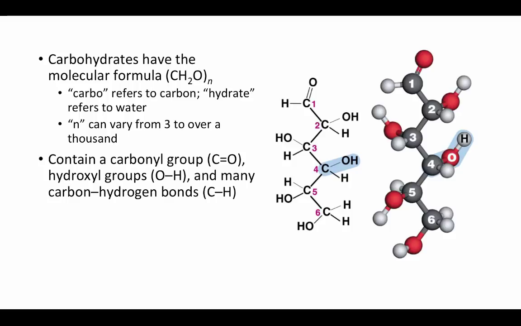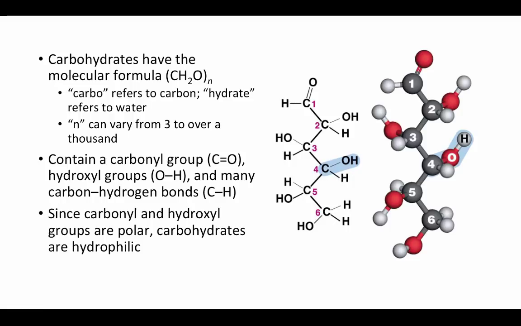Carbohydrates contain a carbonyl group, so this C double bonded to an oxygen, a C=O bond. It's going to have hydroxyl groups, so we see many of these hydroxyl groups bonded to the carbon chain, and many carbon-hydrogen bonds. So most of these carbons also have a hydrogen attached to them. Since these carbonyl groups and the hydroxyl groups are polar, carbohydrates are hydrophilic, and we know that sugar dissolves quite readily in water, so that tells us that these are primarily polar hydrophilic molecules.